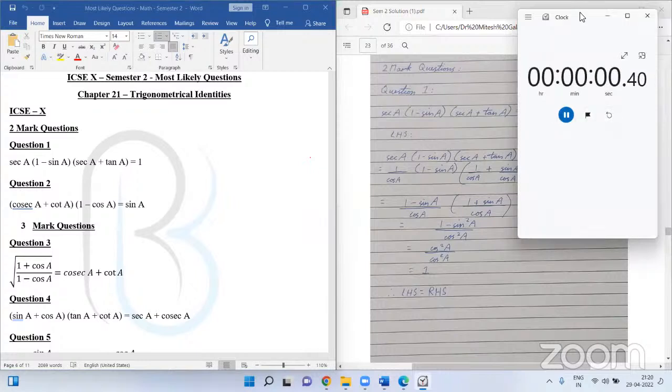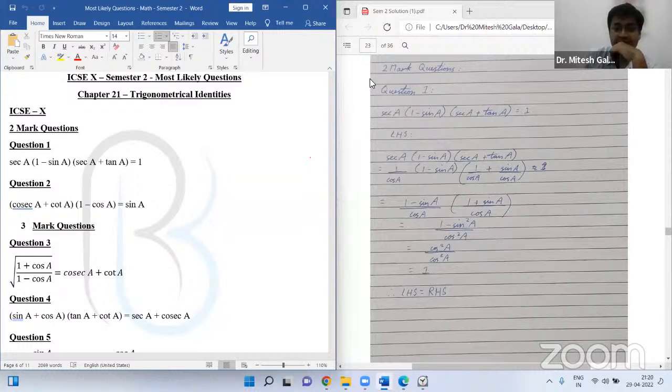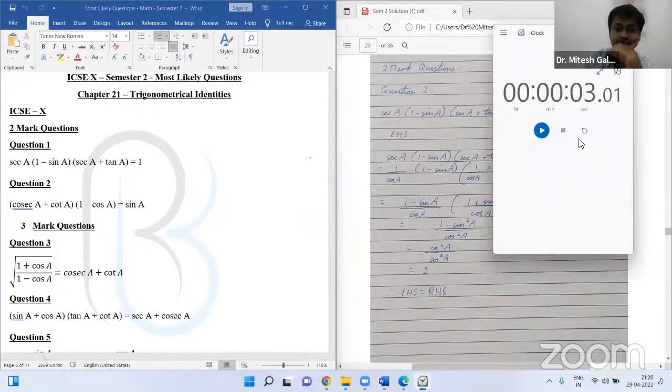I have a doubt. In the third step, we have to directly take the LCM, so that it will be 1 minus sine A into 1 plus sine A upon cos A. How cos square A? Because you are multiplying, you are not taking the LCM, you are multiplying. So cos into cos is cos square.